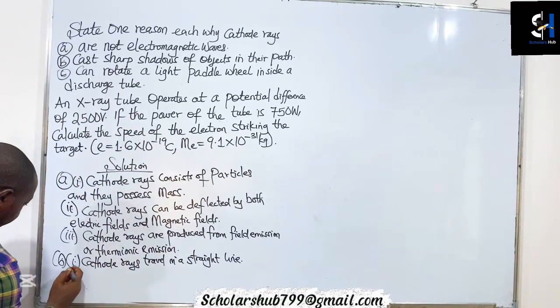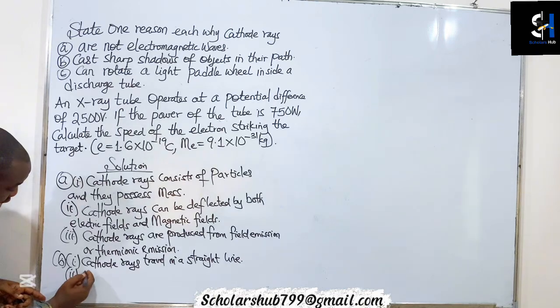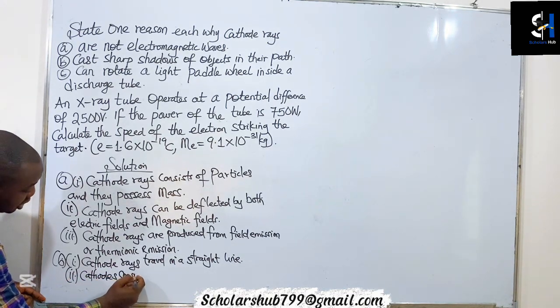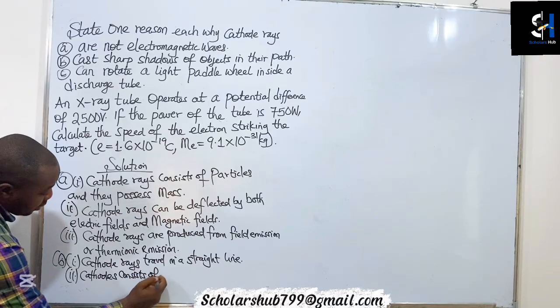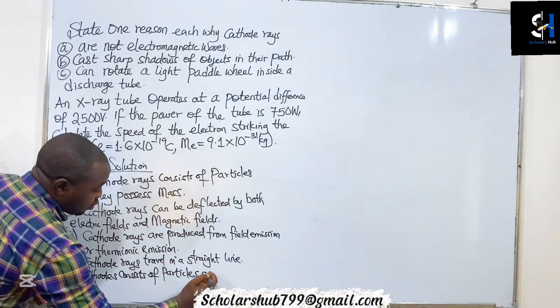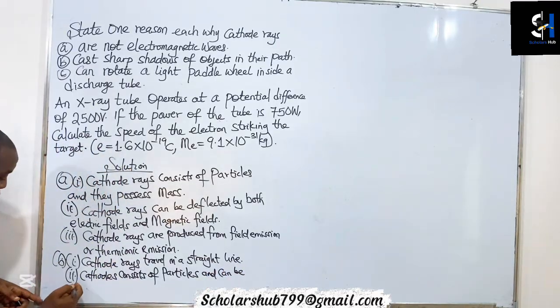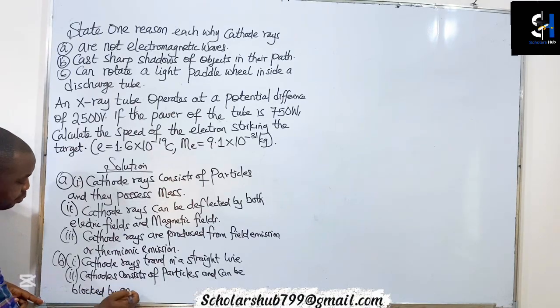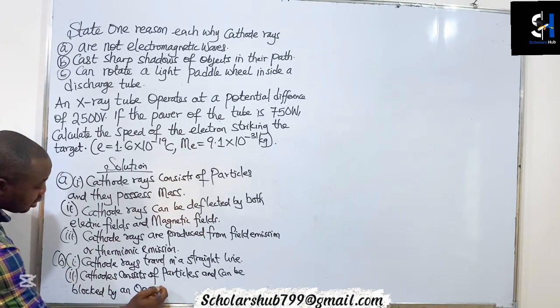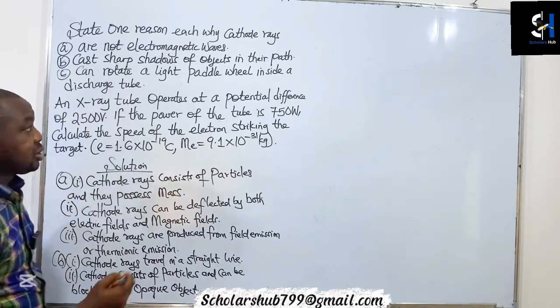Roman numeral two. Another reason is that cathode rays consist of particles and can be blocked by an opaque object.